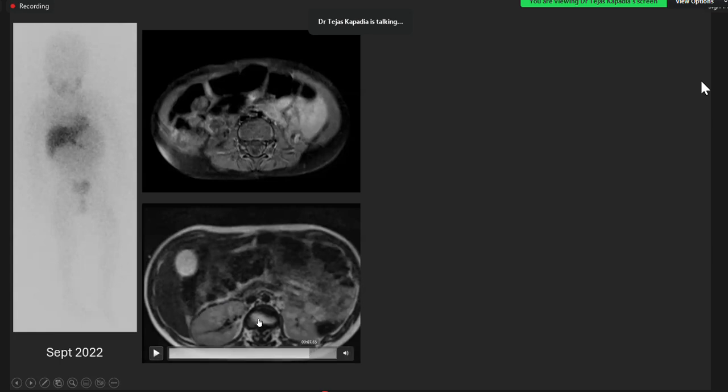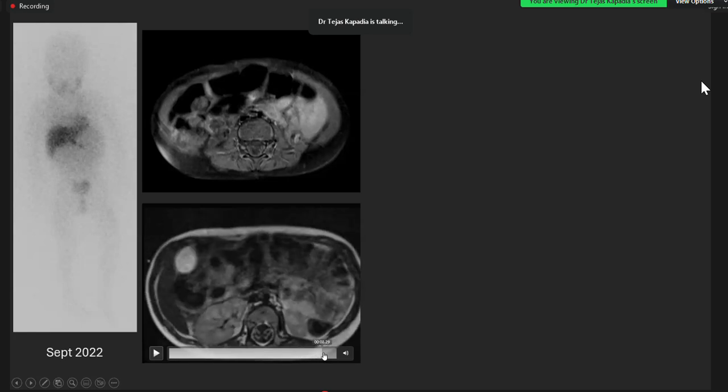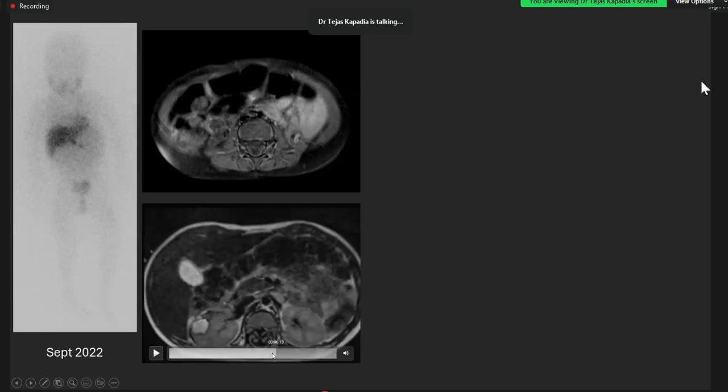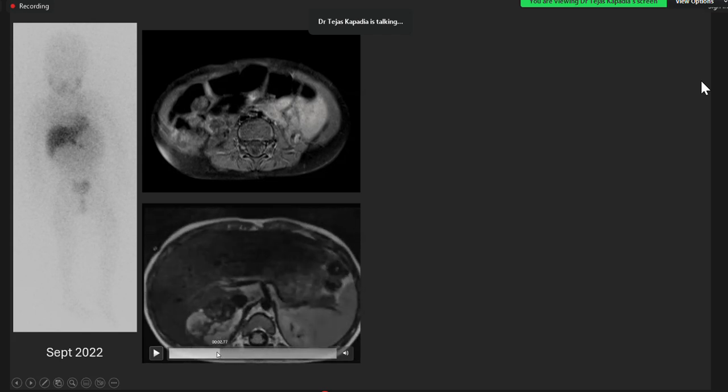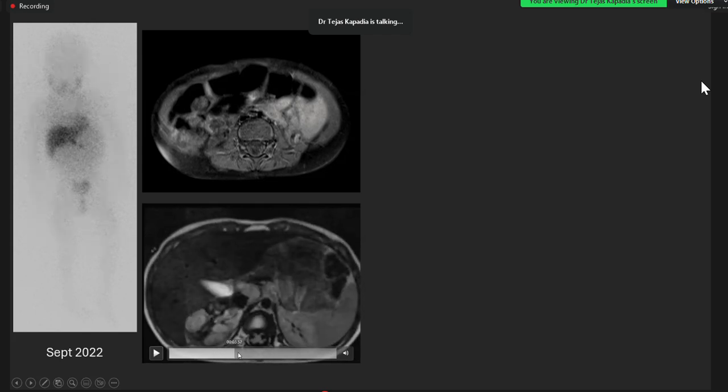So when they're planning the surgery, that means they have to do a right nephrectomy as well, which is not very uncommon in cases of suprarenal neuroblastomas. Many of the patients end up with a nephrectomy with the lesion excision as well.